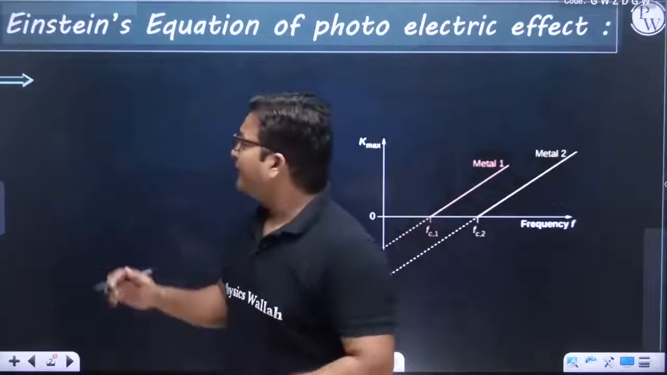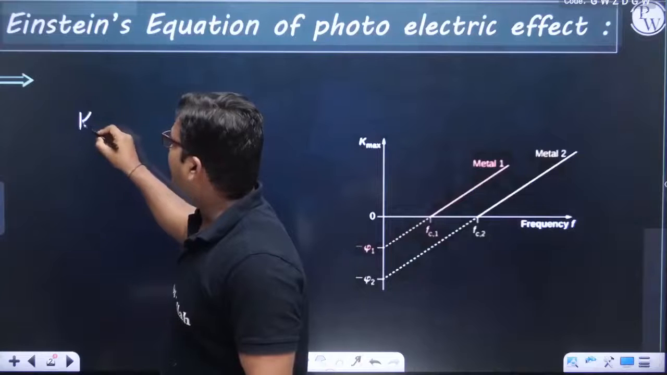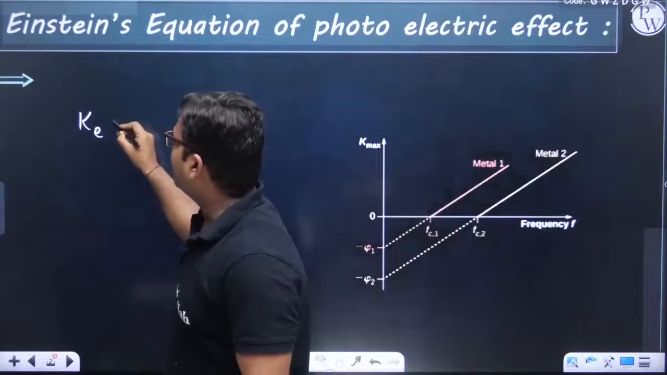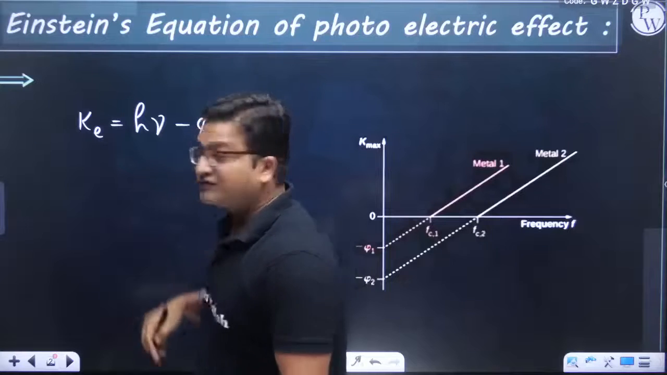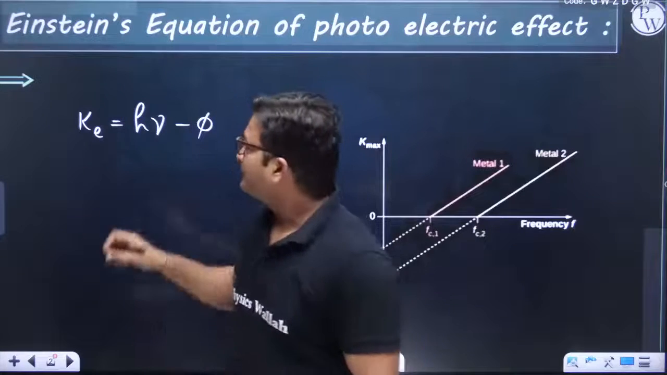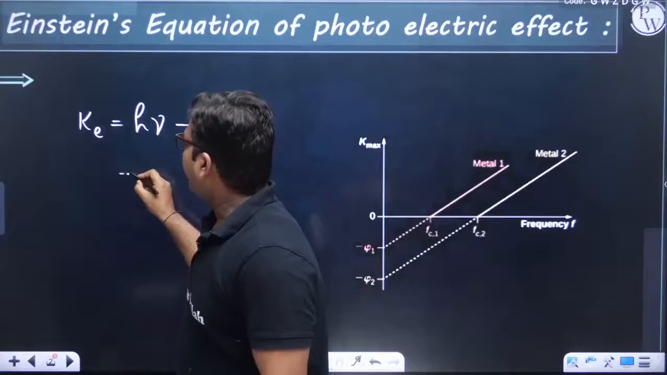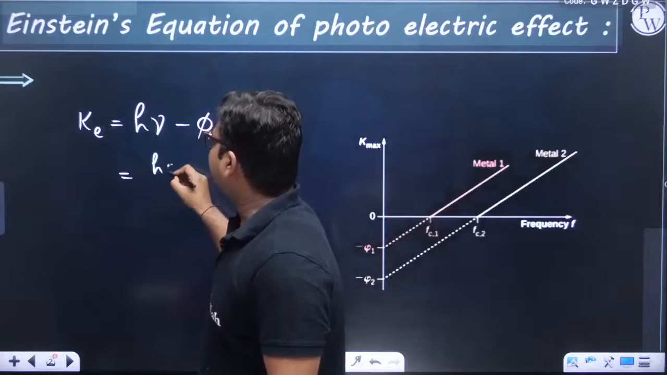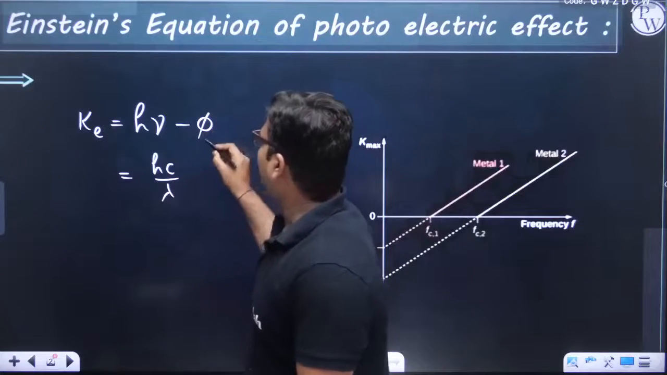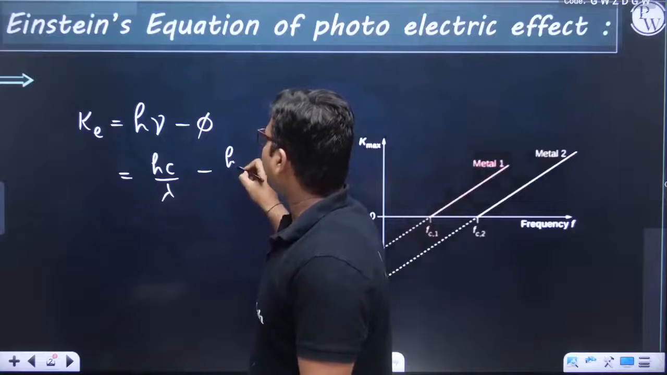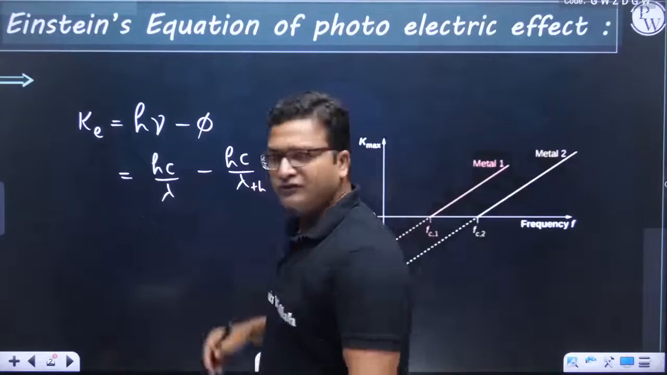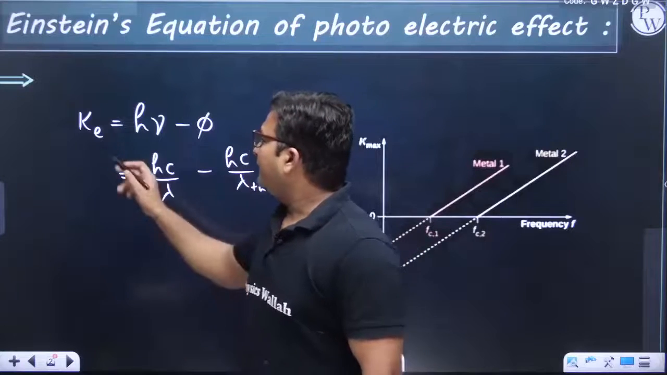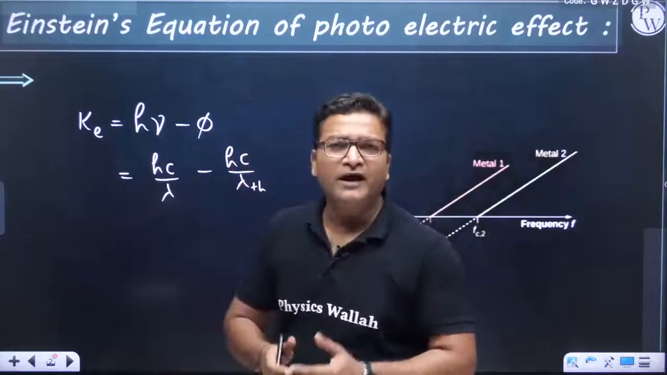Let us review it again. We have kinetic energy of electron equals h nu minus phi, which is the work function. h nu can also be written as hc by lambda, and work function can be written as hc by threshold wavelength, as you already know, and K can be written as half m v square if required.